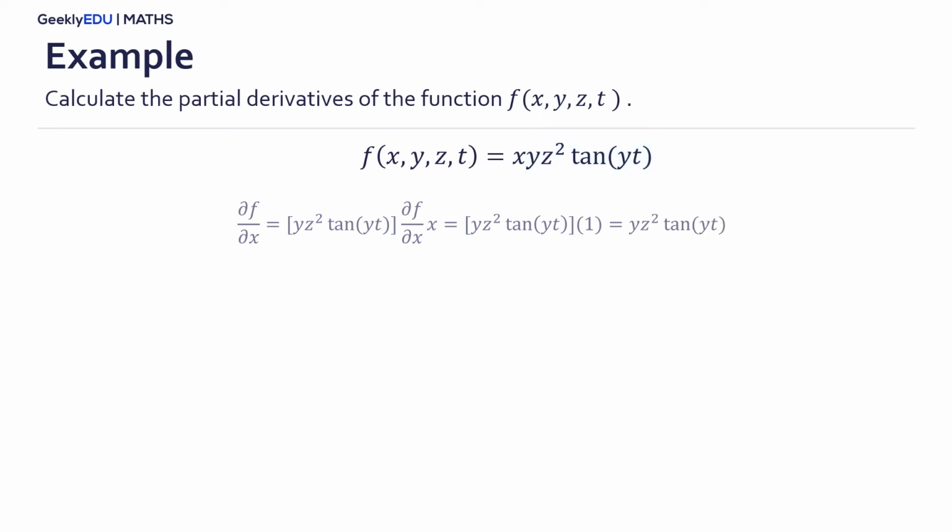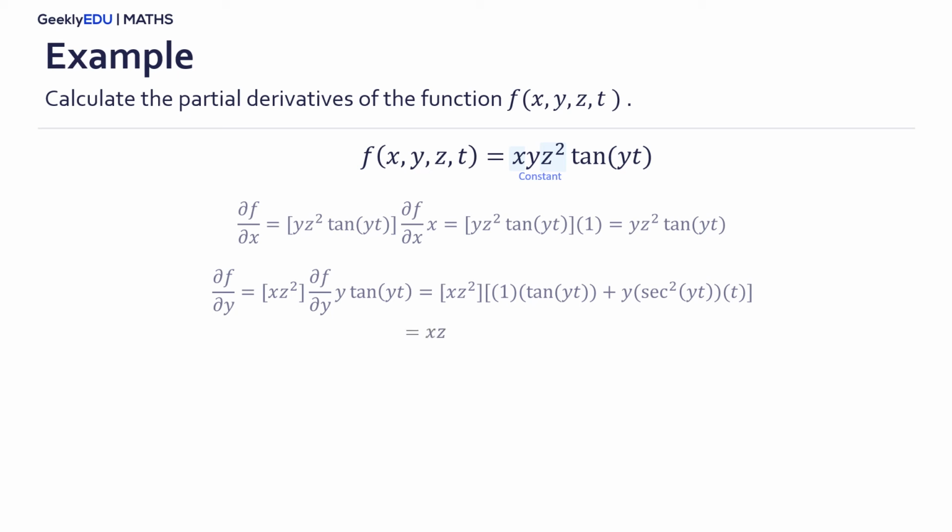When we derivate with respect to y, we have x and z squared as constants. And we have to use the product rule and also the chain rule, since y, t are a function inside the second function. If you are not familiar with the chain rule, you can watch our video of the chain rule in this your favorite channel. Okay, finally, we simplify terms.